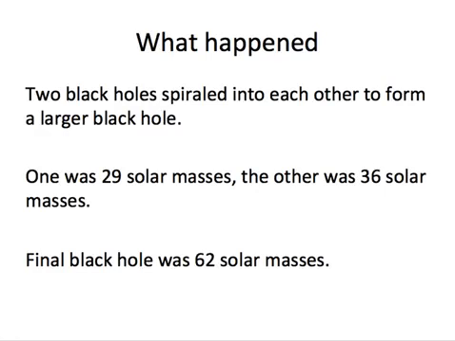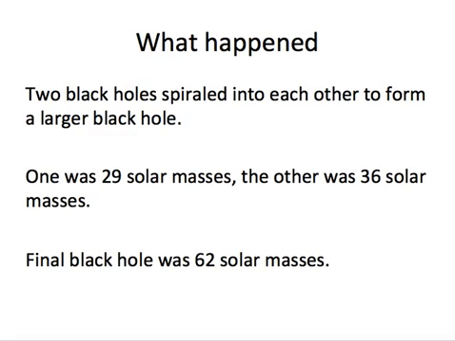Two black holes spiraled into each other to form a larger black hole. One was 29, the other was 36 solar masses. That means one of them was 29 times the mass of the sun, the other black hole was 36 times the mass of the sun. The resulting black hole was 62 solar masses, and the scientists tell us that all this information was encoded in the wave itself, the way that information is encoded on a radio wave. All this information was encoded in the gravitational waves that they were able to pick up at LIGO.